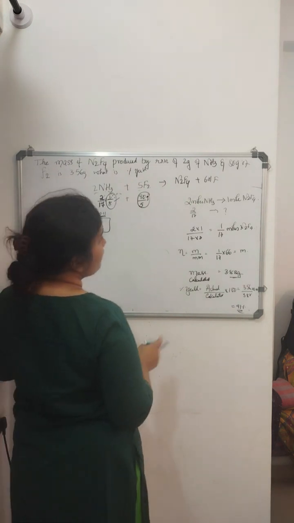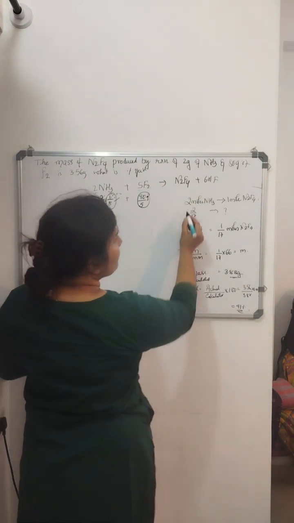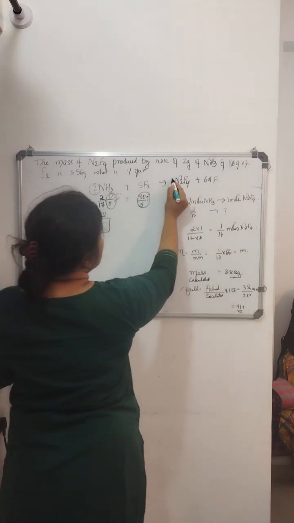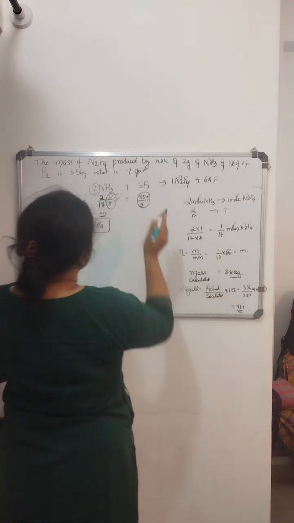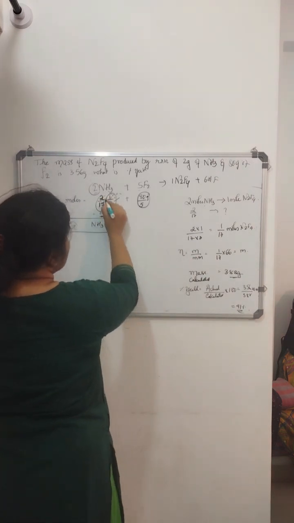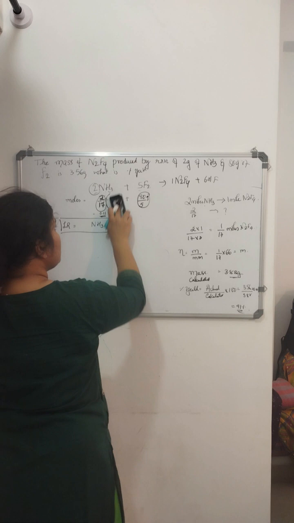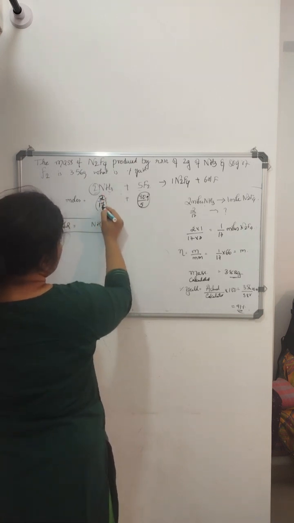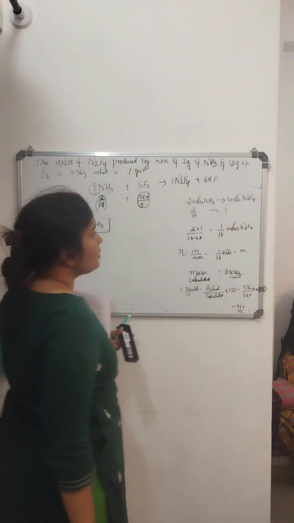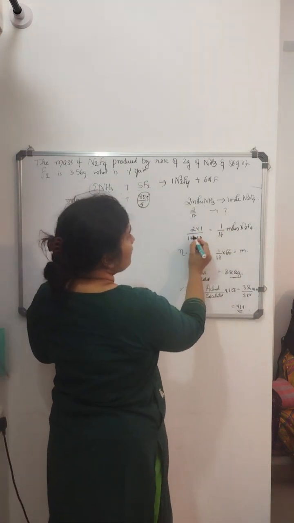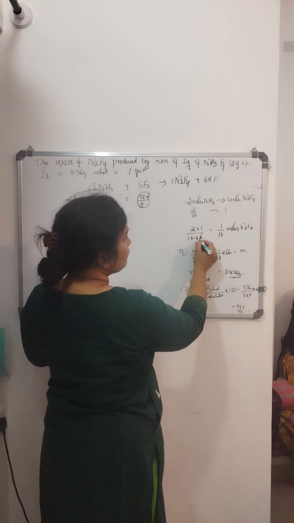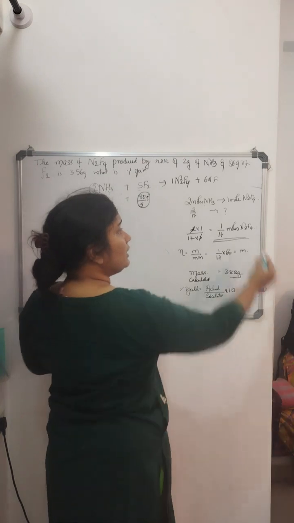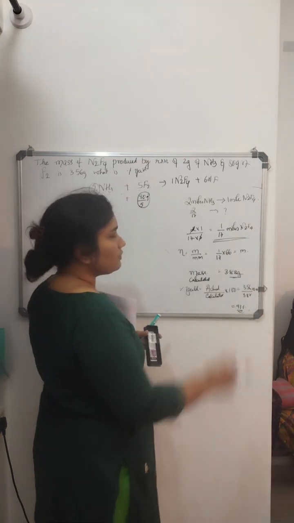Now I will find moles of N2F4 here. 2 moles of NH3 gives 1 mole of N2F4. How much do we have? For simpler calculation I'll use 2 by 17 and keep it as it is. 2 by 17 gives how much? So 2 into 1 divided by 17 into 2. This 2 gets cancelled. 1 by 17 moles of N2F4 is formed.